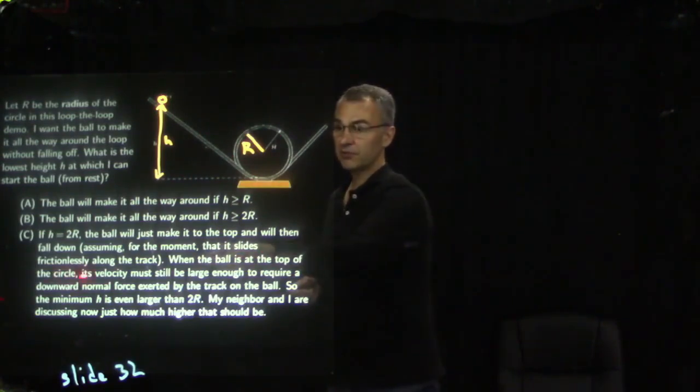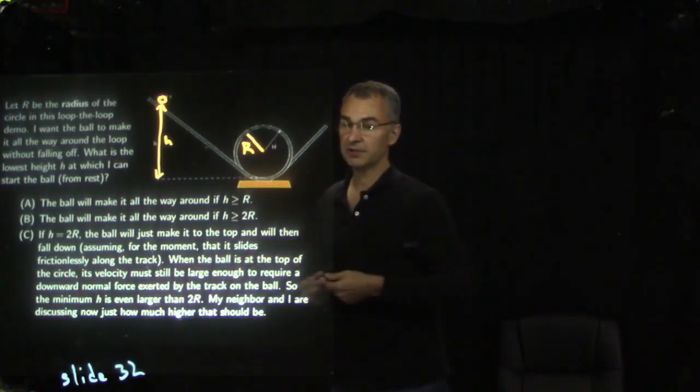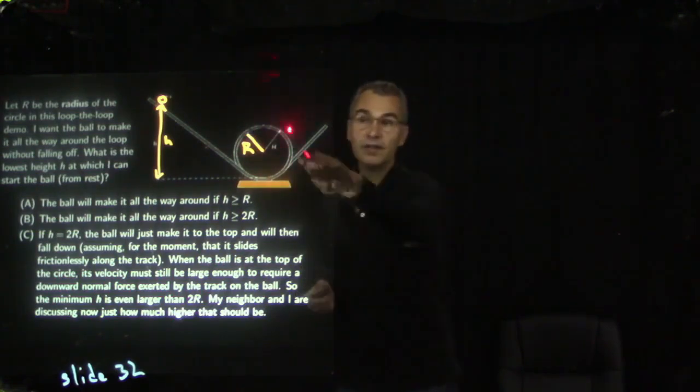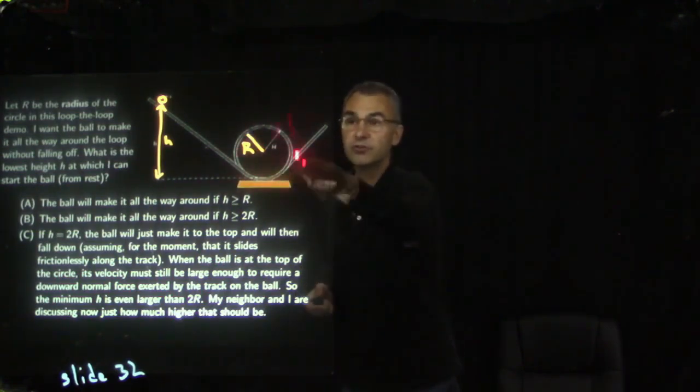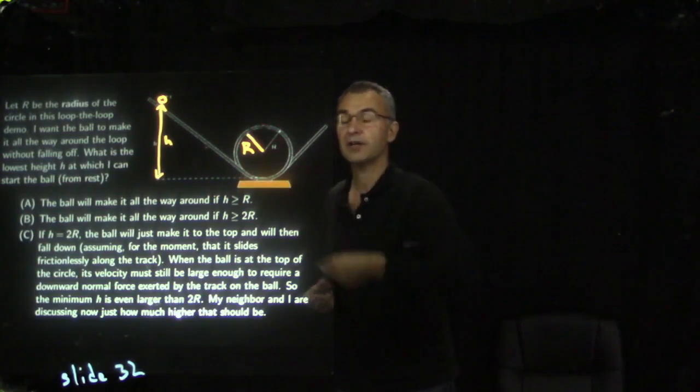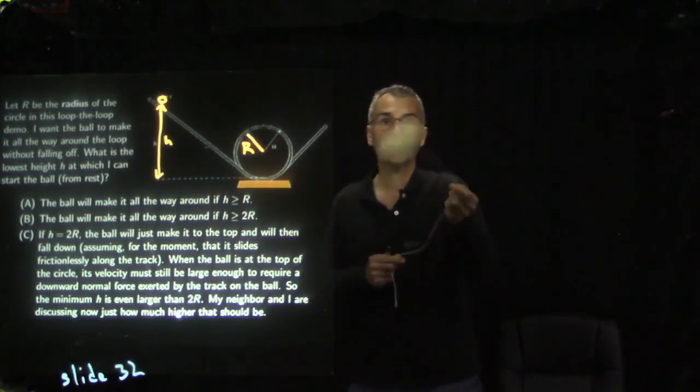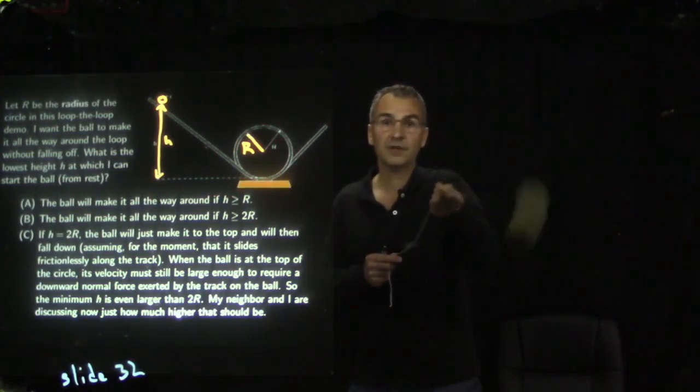When the ball is at the top of the circle, its velocity must still be large enough to require a downward normal force exerted by the track on the ball. I see we have to have circular motion. What keeps it going in the circle? What keeps it going in the circle is the normal force exerted by the track on the ball. The push by the track on the ball is exactly analogous to the pull by the string on this ball.